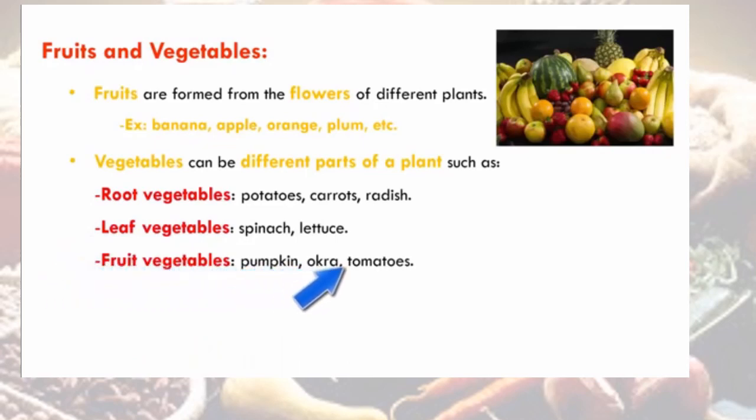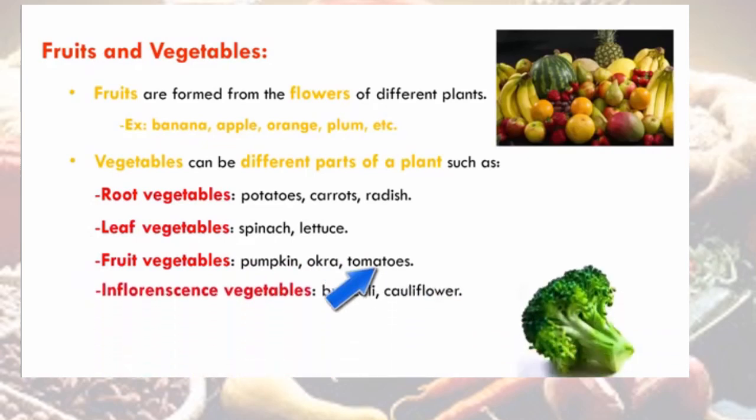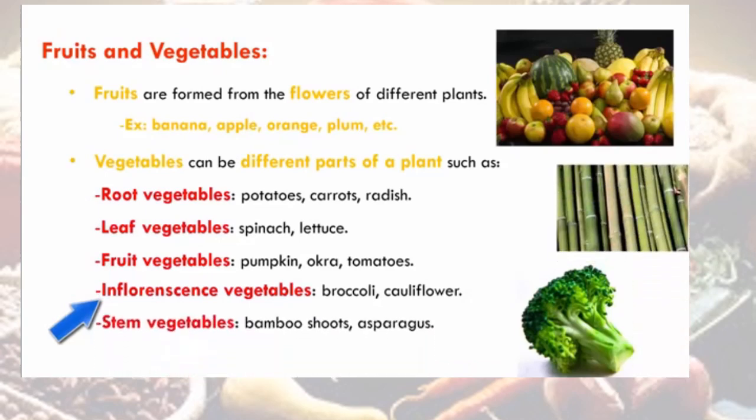Did you know tomatoes were fruit vegetables? We all thought it was just a vegetable. However, tomato is also known as a fruit vegetable. Inflorescence vegetables such as broccoli, cauliflower. They are called inflorescence vegetables because they are a part of the flower of that plant. Next, we have stem vegetables. These are bamboo shoots, asparagus, etc.